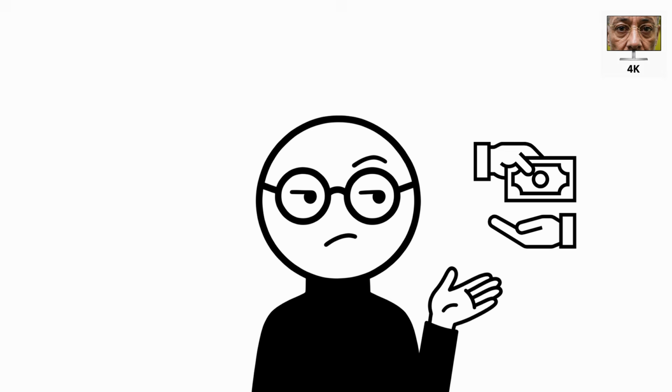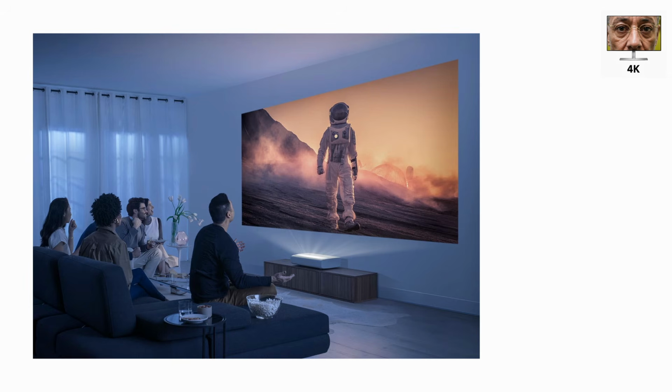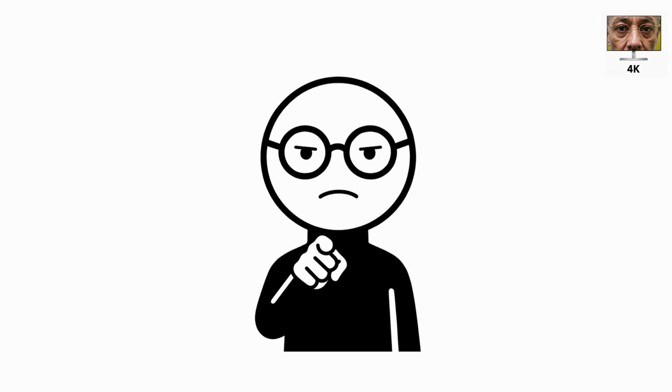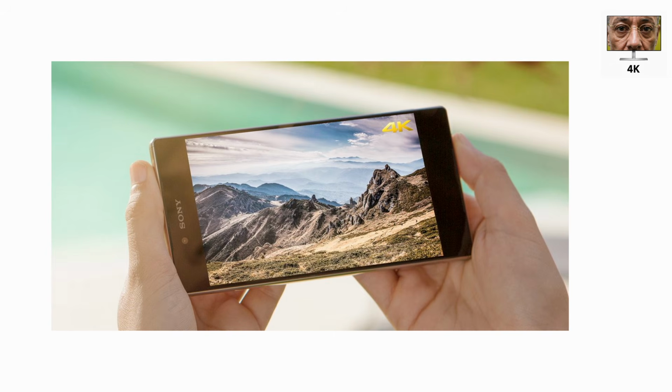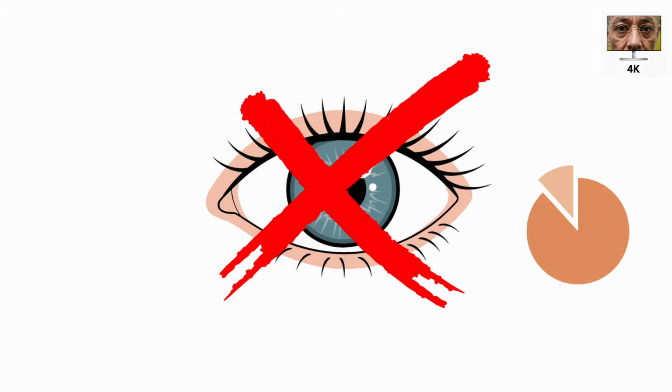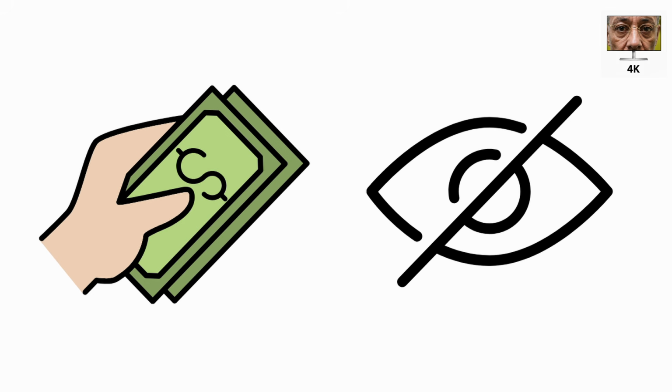So who should pay for it? A big screen you sit fairly close to, fed by fast internet. Absolutely, this is your tier. That same 8 million pixels sprinkled onto a phone where your eye can't resolve a fraction of them? You're buying detail you'll never once see.